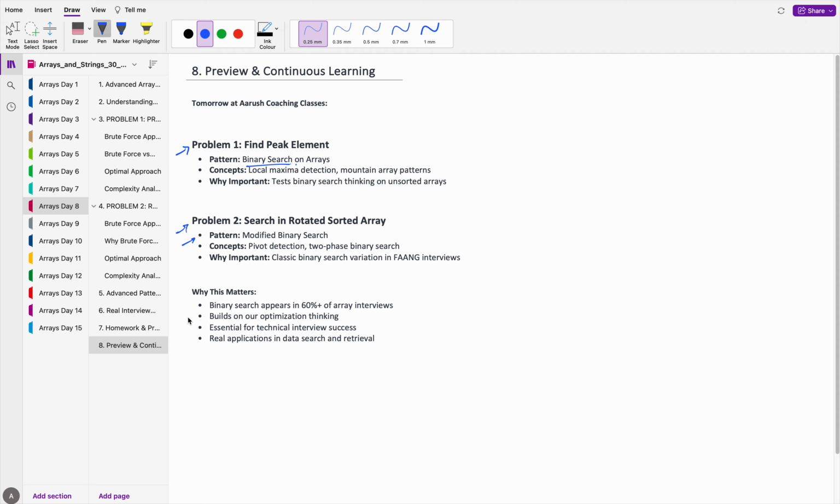Okay, why this matters: binary search appears in 60% of array interviews mostly, right, it comes in everything. A very, very optimized algorithm you will see. I mean you will be amazed by the magic of this algorithm. Okay, how it impacts the time and space complexity. Builds on our optimization thinking, essential for technical interview success and real applications, data search and retrieval. In the real world it always happens. Even Google search, any kind of search mostly uses this searching algorithm. Okay, so this is a miracle you can say.